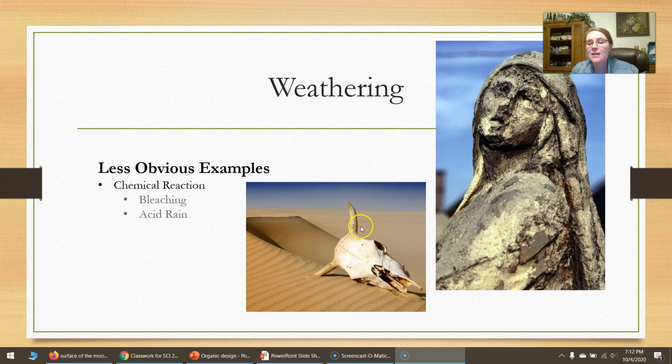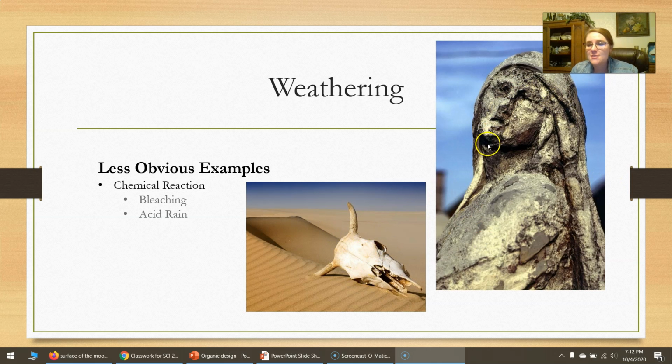So, bleaching. If you live in the desert, you know about bleaching. Anything you put out in the sun will slowly break those chemicals down and change the color of them. So when you find bones, a lot of times in other parts of the world, they're not going to look so nice and white as if you find them in the desert, and that's because of this bleaching process.